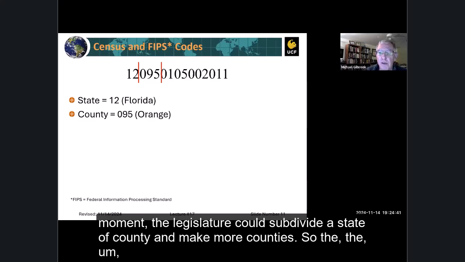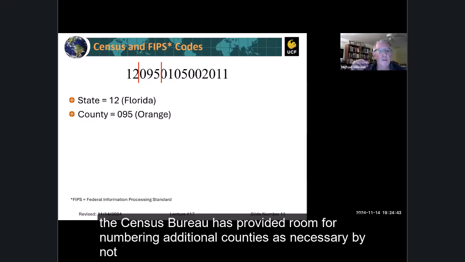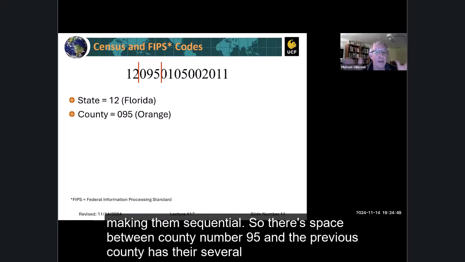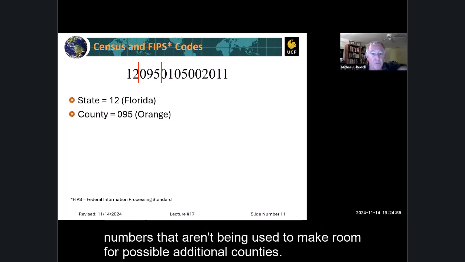So the Census Bureau has provided room for numbering additional counties as necessary by not making them sequential. So there's space between county number 95 and the previous county. There are several numbers that aren't being used to make room for possible additional counties.